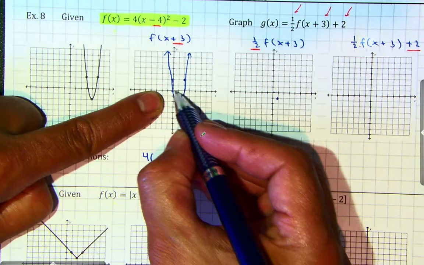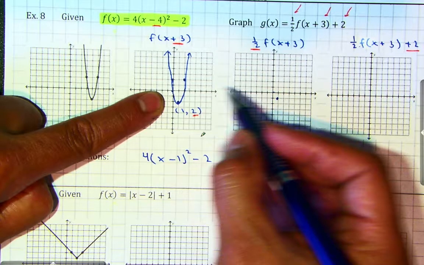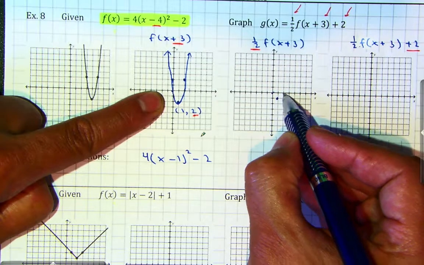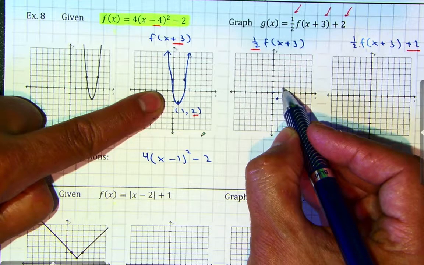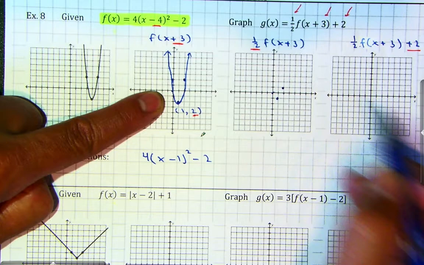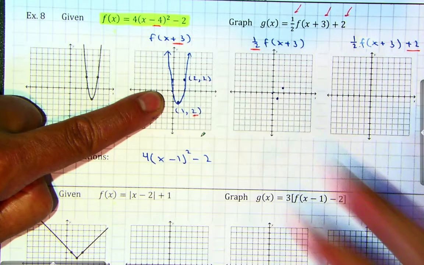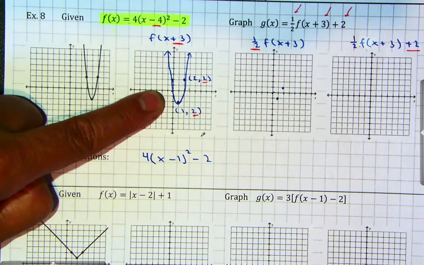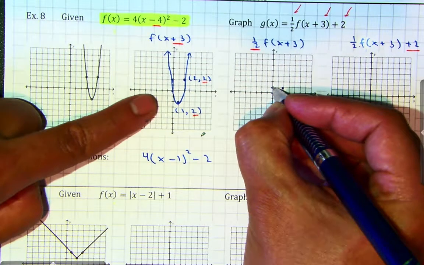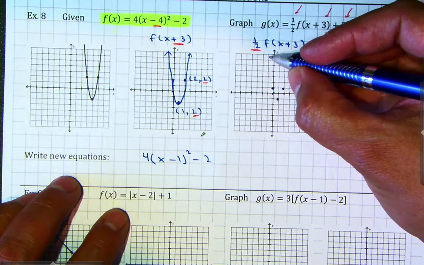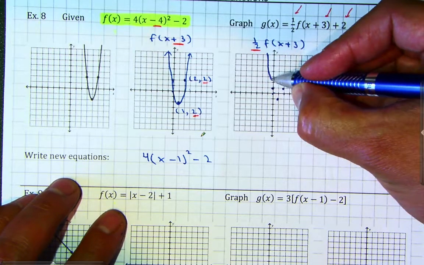This is 2, 2. Multiply the y value by 1/2, so it'll be 2, 1/2. This is 2, 1. So if you multiply, this is 2, 2. Multiply the y value by 1/2 gives you 1. And the same thing here. So now it got a vertical shrink.